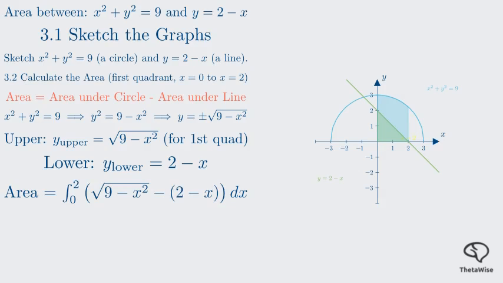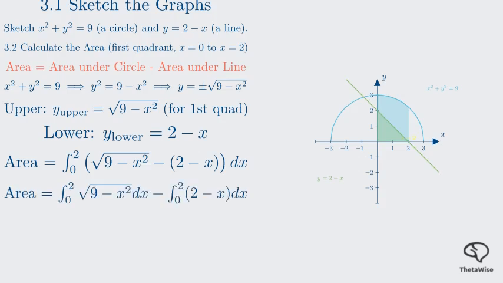This is where it gets interesting. We have two parts to this integral. The first part is the integral of the square root of 9 minus x squared. This is a special integral. The second part is the integral of the polynomial. Let's focus on the first part, the integral of the circle function.